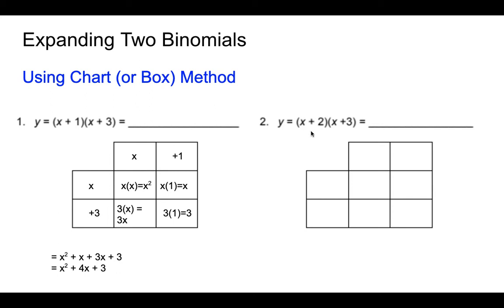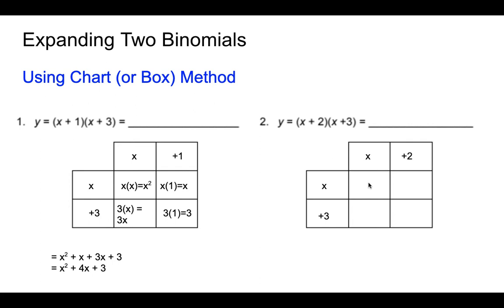So you're going to take your first binomial and put each term in the top boxes here. And in fact, it doesn't matter which order you put them in, you could put 2 here and x here, but I wouldn't. Just keep it simple by putting them in the order that they appear in the equation.